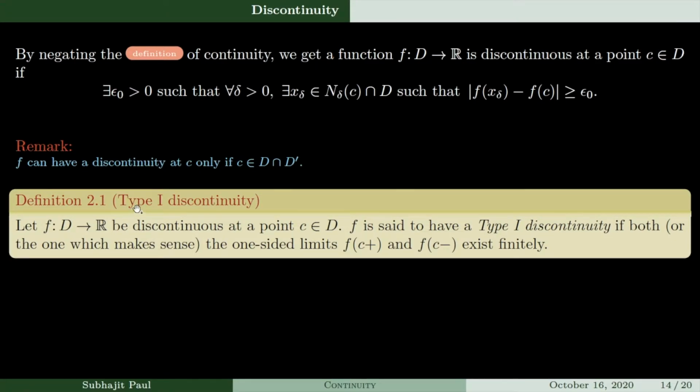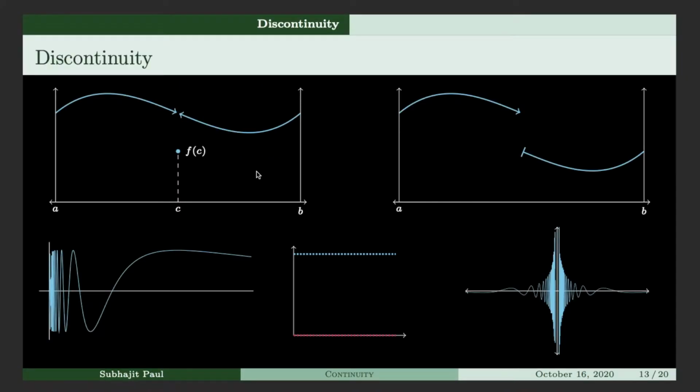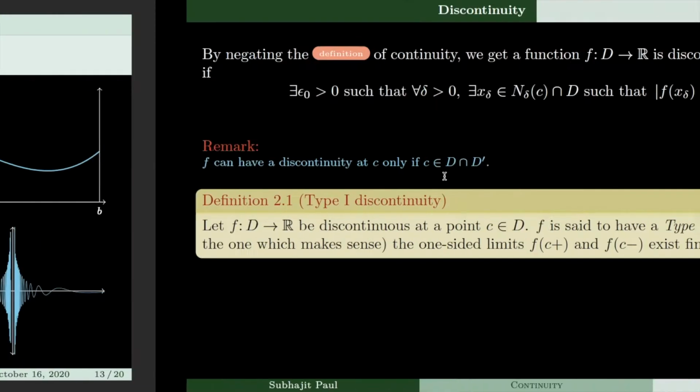We start with this one, type 1 discontinuity. Let f be discontinuous at a point c in D. f is said to have a type 1 discontinuity if both, or the one which makes sense, the one-sided limits f(c+) and f(c-) exist finitely. The first two are type 1 discontinuities. Let's see the definition once again.